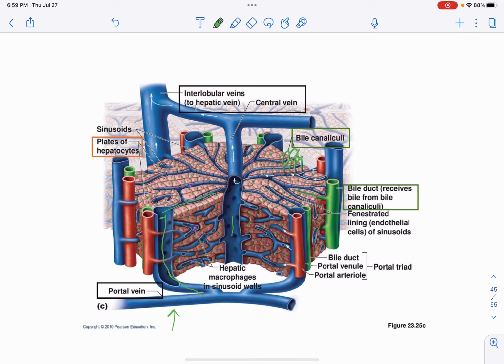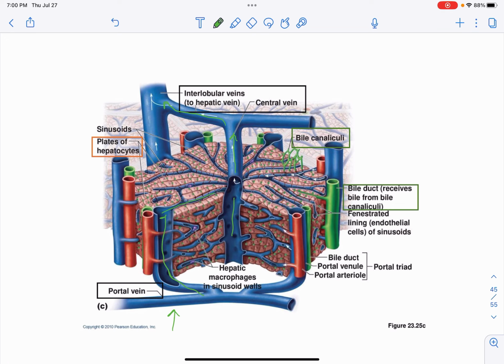And then the blood will be sent up here through this central vein, and then it's going to go to the hepatic vein, which will then make its way to the inferior vena cava.